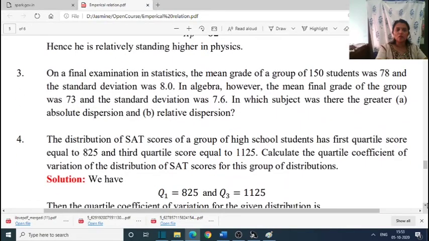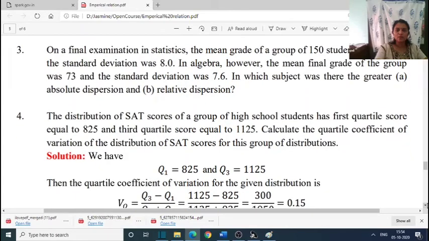Next we have, on a final examination in statistics, the mean grade of a group of 150 students was 78 and the standard deviation was 8. In algebra, however, the mean final grade of the group was 73 and the standard deviation was 76. In which subject was the greater absolute dispersion and relative dispersion? You can do this problem the same way as the earlier problem.